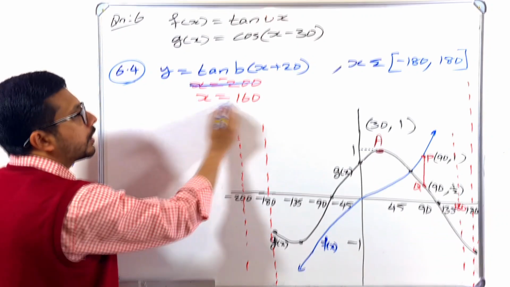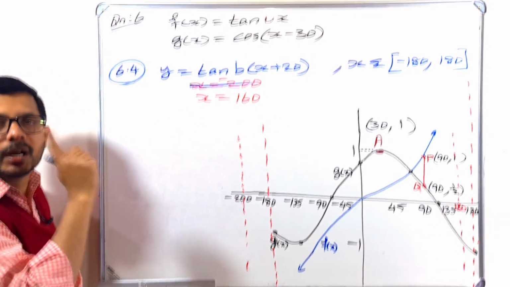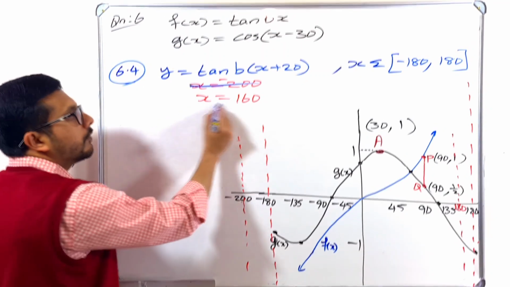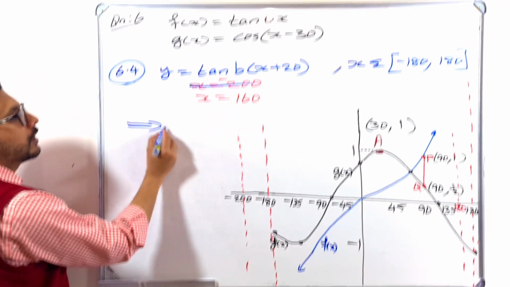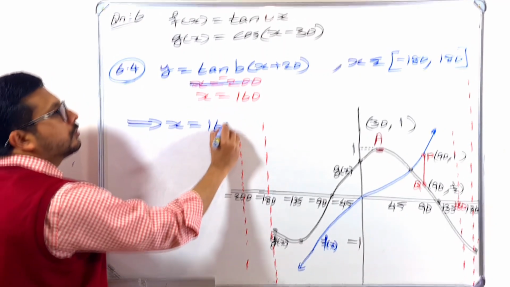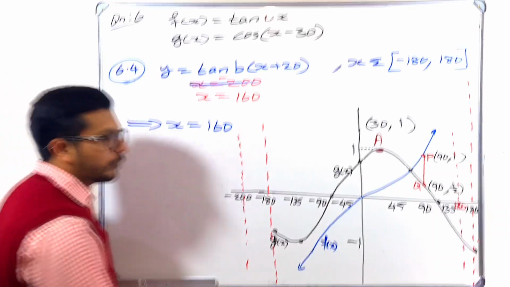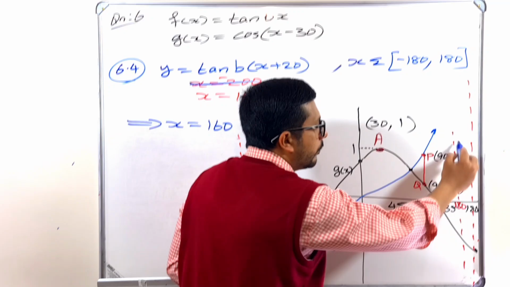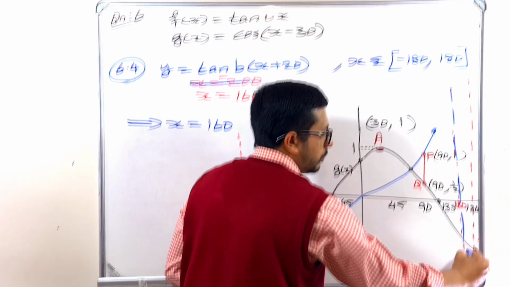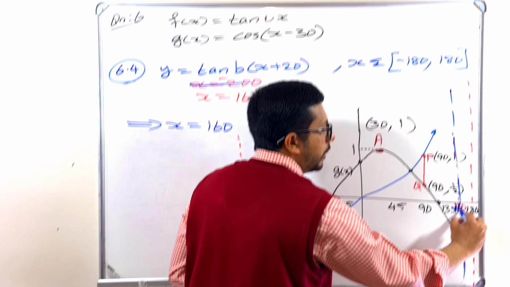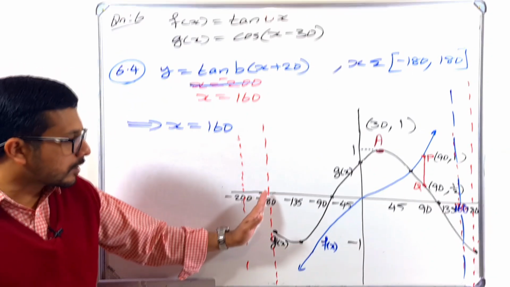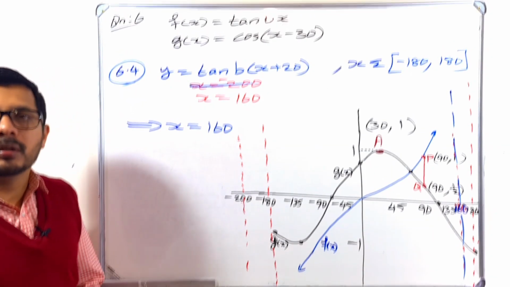Okay, so now what is the equation of the new asymptote? Only one asymptote. If it is shifted to the left, then it is having only one asymptote. What is that asymptote? x is equal to 160. That means this 180 asymptote shifted 20 degrees to the left. That means this asymptote passing through 160. That's the only asymptote, because the other asymptote is out of our border.